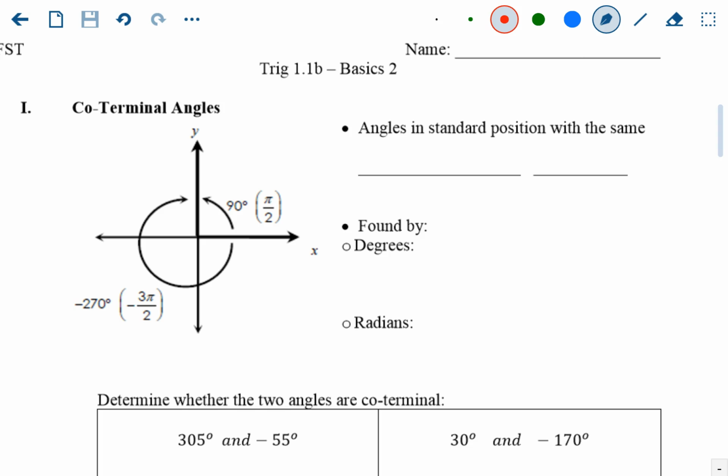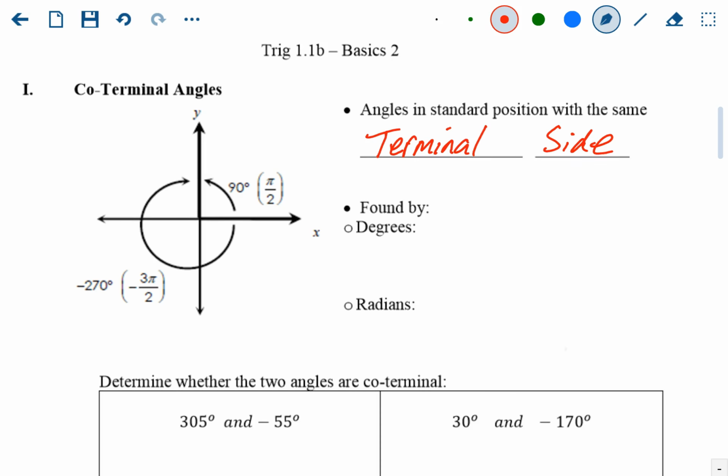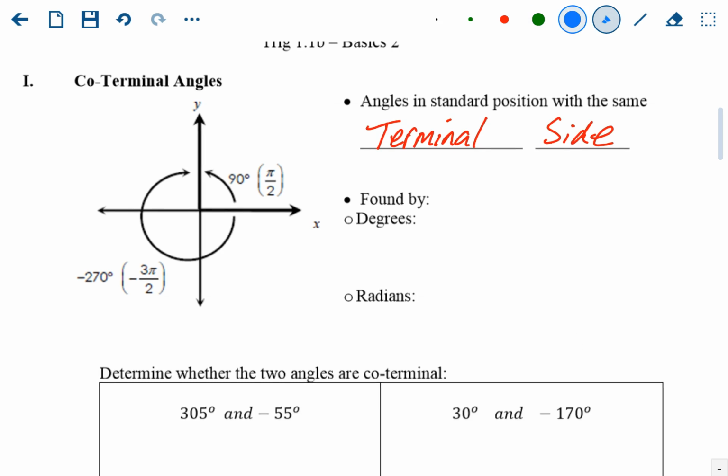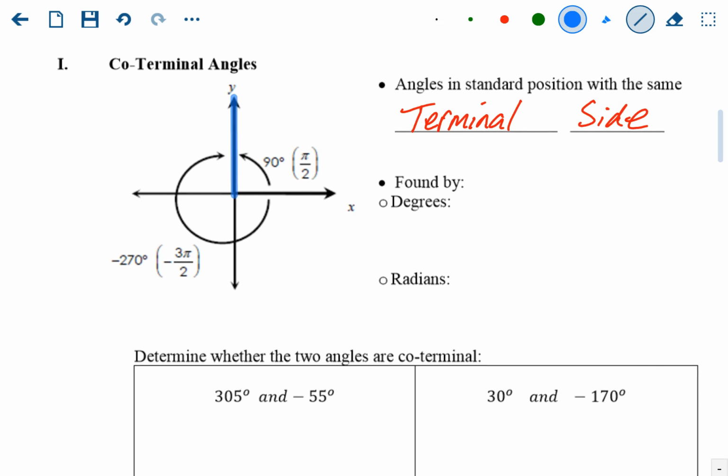So same, let's say, terminal side. So these are found 2 ways. Again, if we look at this angle that's already graphed, this is a 90-degree angle, but it's also a negative 270-degree angle. And as far as radians go, it's pi over 2, and it's also negative 3 pi over 2. So they're different measures, but the angle itself is the same. It's the same 90 degrees.